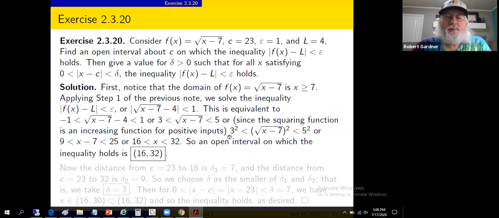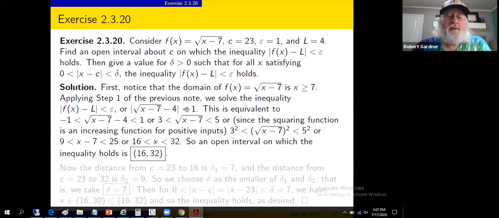And that yields 3 squared is 9. The square root symbol's gone. We've got an x minus 7 in the middle. 5 squared is 25. You want to solve for x? Add 7 to the 3 pieces. 7 plus 9 is 16. x minus 7 plus 7 is just x. That's why we're adding 7. And 25 plus 7 is 32.